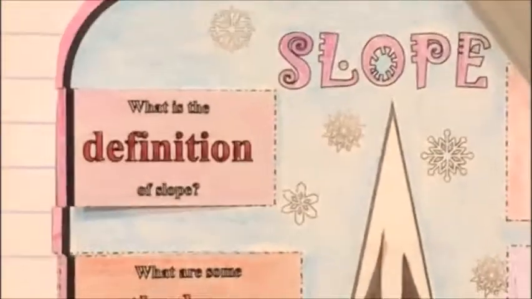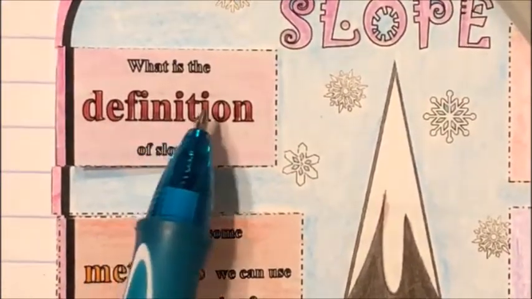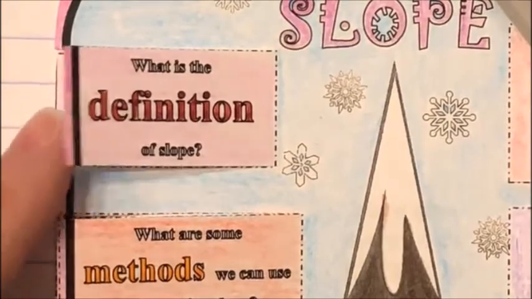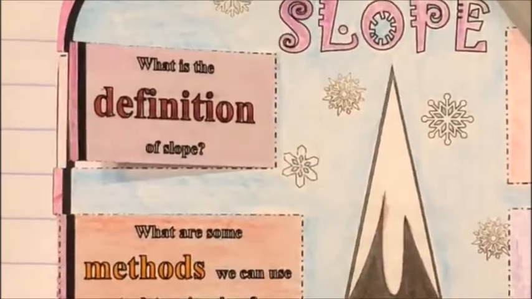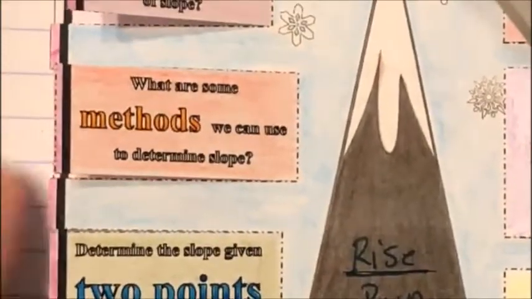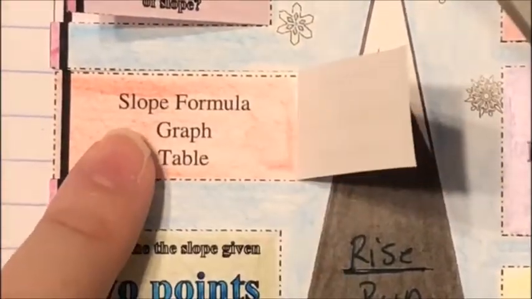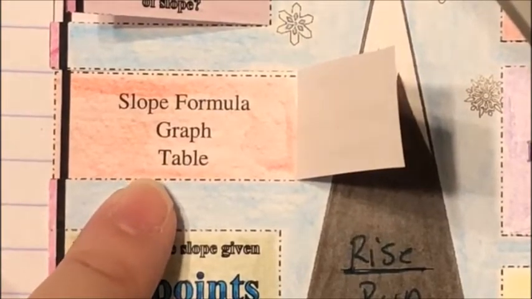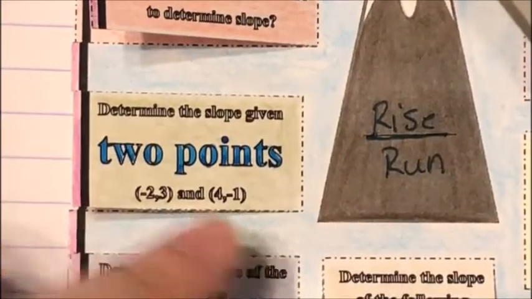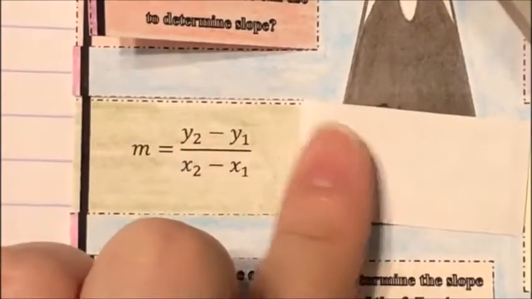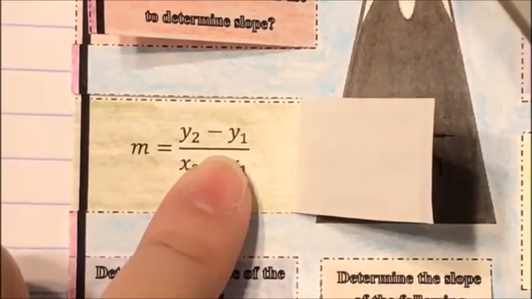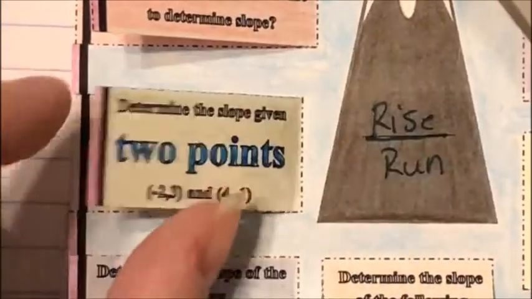Okay, so the first thing I'm going to look at is what is the definition of slope? Slope is the steepness of a straight line. Some of the methods that you can use to determine slope are the slope formula, the graph, and a table. I can determine the slope given 2 points. So for example, I have (-2, 3) and (4, -1). So I can take y2 minus y1 over x2 minus x1, okay?